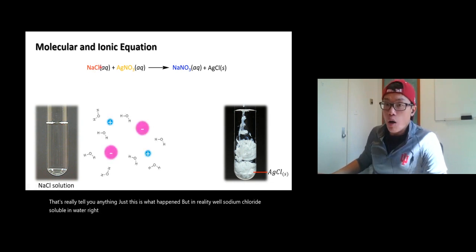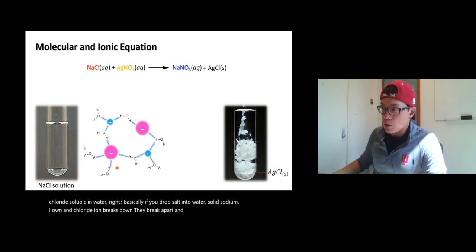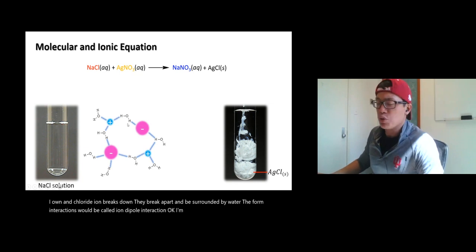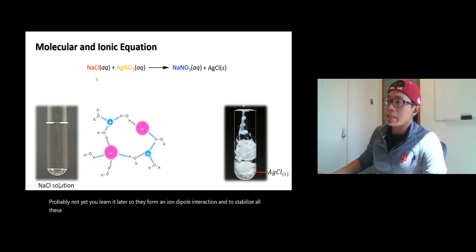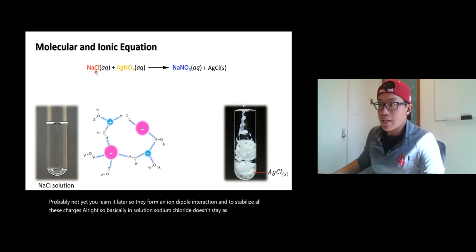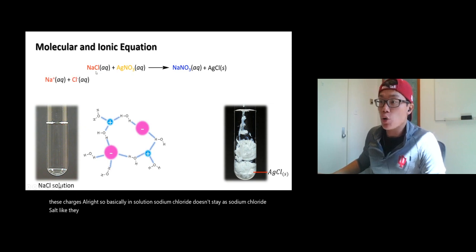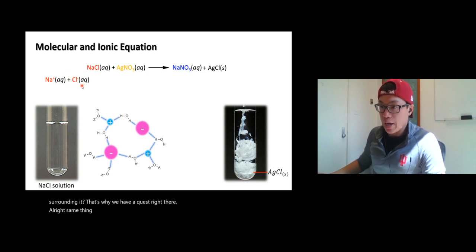If you drop a salt into water, the sodium ion and chloride ion break apart and are surrounded by water. They form what we call an ion dipole interaction. I'm not sure you learned that yet, you learn it later. It stabilizes all these charges. So in solution, sodium chloride doesn't stay as sodium chloride salt. It becomes a sodium ion and chloride ion surrounded by water. That's why we have aqueous there, and chloride, same thing.